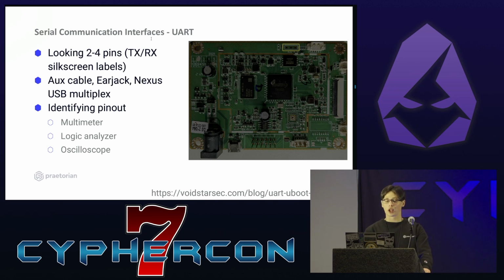When we're looking for this on the board, we're typically looking for between 2 and 4 pins. Silkscreen is the term referring to all the labels on a printed circuit board. If you see something labeled TX and RX, your alarm bells should be going off and you should take a look at that. But sometimes it's more than just 2 pins. They'll have the ground pin with it, or they might have the supply voltage pin as well. That's why I say 2 to 4. You need at least the TX and RX, and you could find your own ground source on the board, but sometimes those will be bundled.